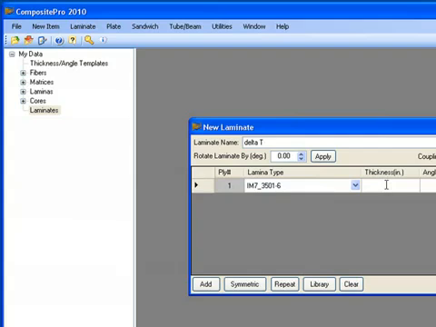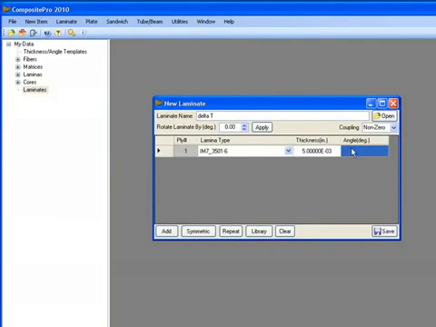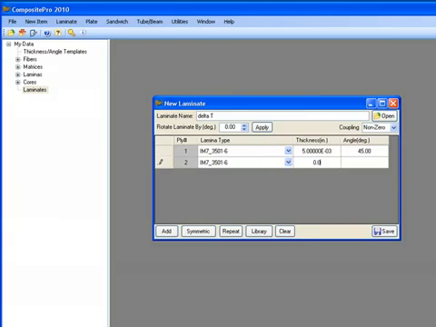Remember that the top ply was 5/1000ths thick at an angle of 45 degrees. The second ply was 10/1000ths thick at an angle of 0 degrees. We'll save that.